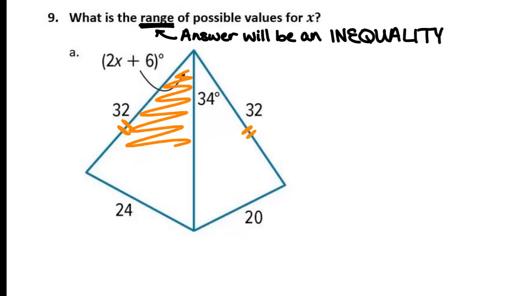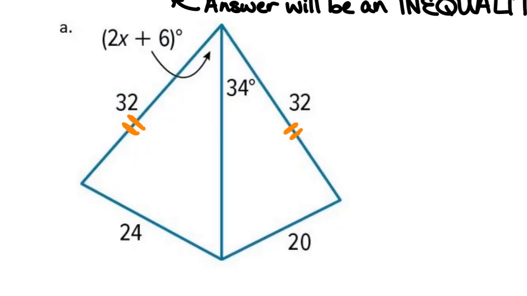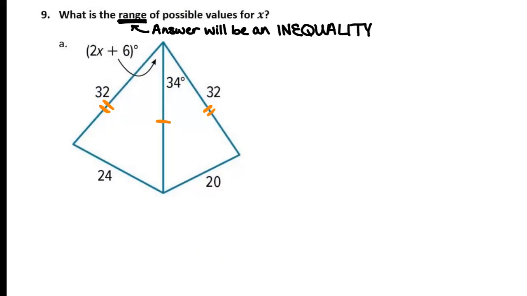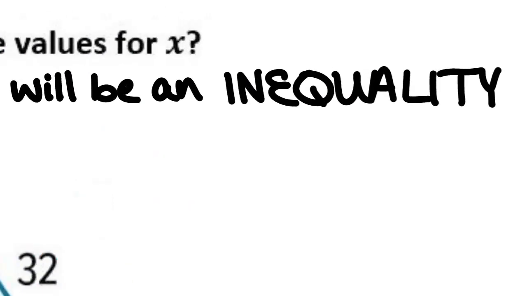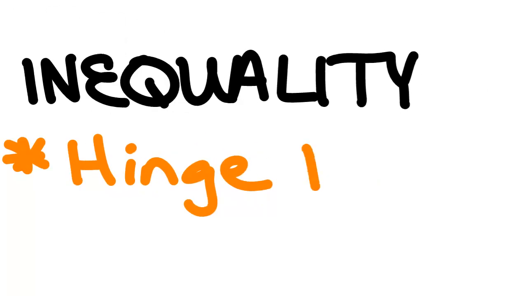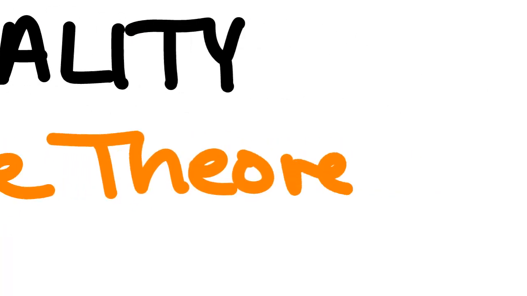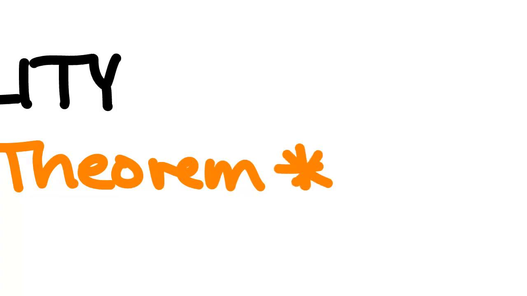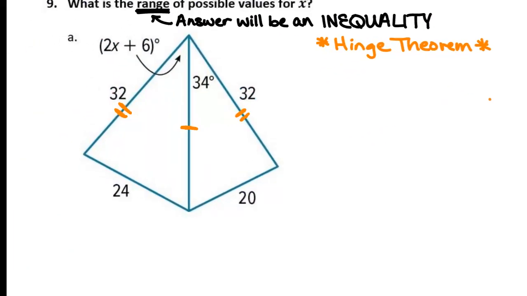I've got a triangle over here, and I have another triangle over here. I have one pair of corresponding congruent sides. Do I have a second pair of corresponding congruent sides? Yes, we have our shared side right here. Because I have two pairs of corresponding congruent sides, we can use the hinge theorem. The hinge theorem and the converse of the hinge theorem is where we learned that the bigger side is across from the bigger angle, the smaller side is across from the smaller angle.